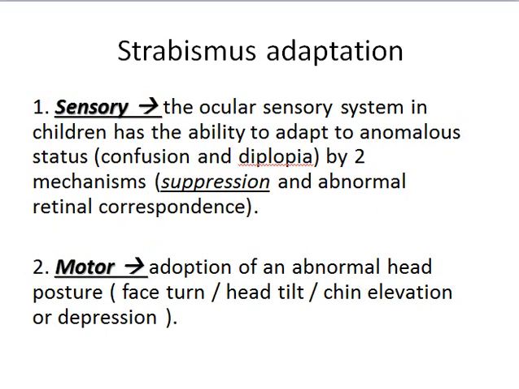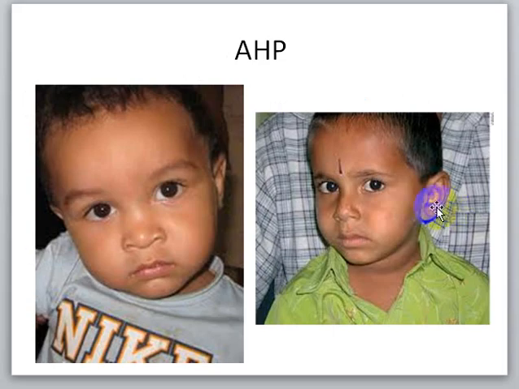There are 2 strabismus adaptations. One is sensory and the other is motor adaptation. The sensory adaptation means the ocular sensory system in children has the ability to adapt to anomalous status, which is either confusion or diplopia, by 2 mechanisms: either suppression and abnormal retinal correspondence. While the motor adaptation means adoption of an abnormal head posture, like face turn, head tilt, chin elevation, or depression. This picture shows face turn, and here is the head tilt.